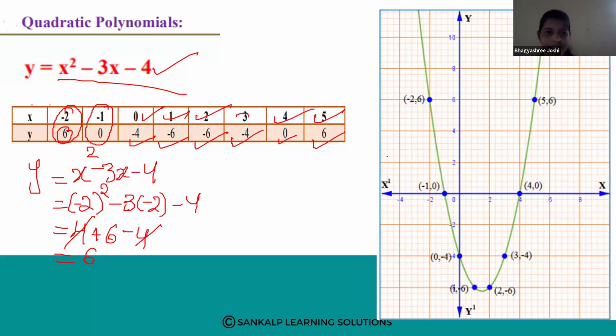on the graph sheet, what happens? So -2, 6: -2 is here, 6 is here. So here you put 1 point. -1, 0: it is here. x is equal to -1, y is 0. That means it will come here. 0, -4: where does it come? y is -4, x is 0. That means it comes on the y axis. -4 is here. Here you put 1 point.